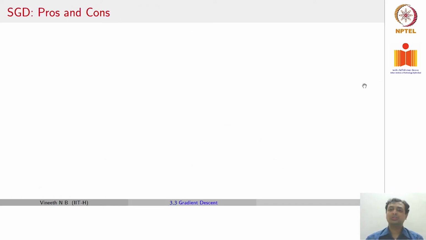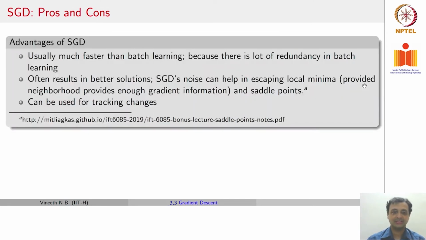What are the pros and cons of stochastic gradient descent when you compare it to batch gradient descent? Let's try to understand this. The advantages of stochastic gradient descent, which by far outnumber its disadvantages: it's usually much faster than batch learning when you train neural networks. Why is that so?